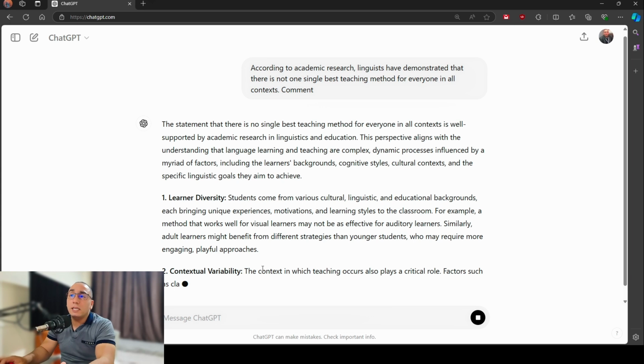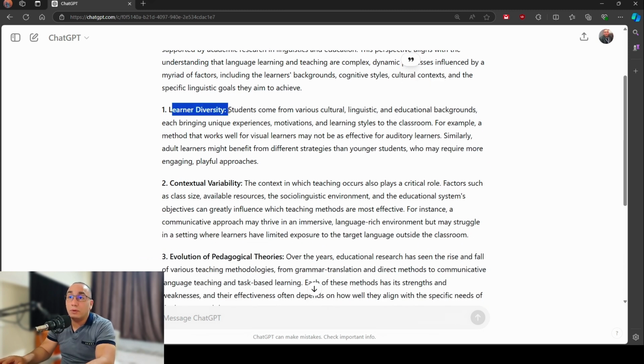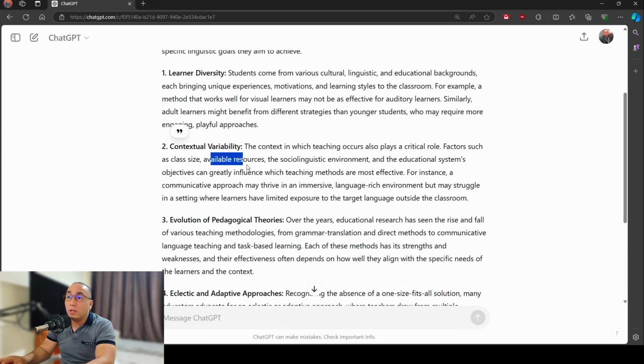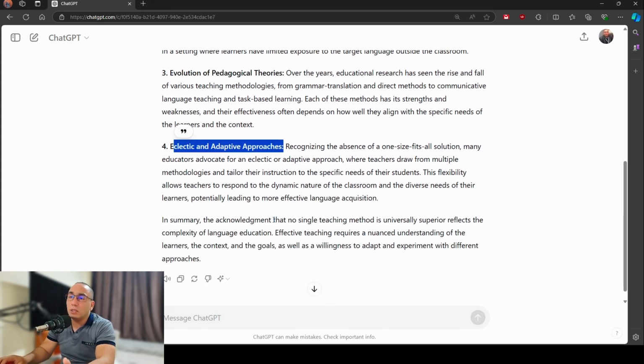So, we start with this statement: there is not one single best teaching method for everyone in every context, is well supported by academic research. Okay, this perspective aligns with the understanding that language learning is a complex but good, dynamic process influenced by a myriad of factors. What are these factors? Background, cognitive styles, cultural context, specific linguistic goals. So we have learner diversity as the first point, then contextual variability, that's nice. The context where teaching occurs plays a crucial role, that's good. Nice, available resources, so we have materials, sociolinguistic environment, that's all good. Evolution of pedagogical theories, also eclectic adaptive approaches, I think that would be the answer itself.